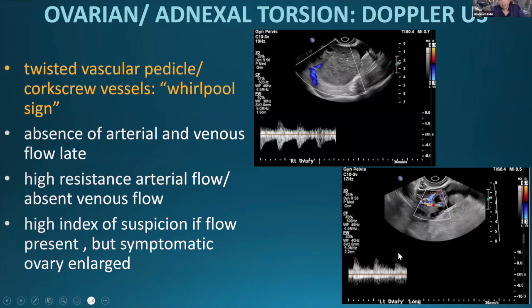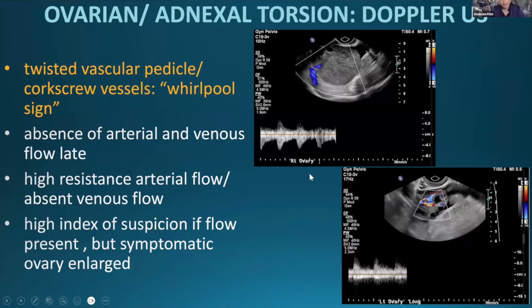So in this example, you can see flow within a normal left ovary. On the right side, which was the side of the patient's symptoms, the ovary is much larger and there's no demonstrable flow on color Doppler evaluation. The patient also has a tiny amount of ascites.